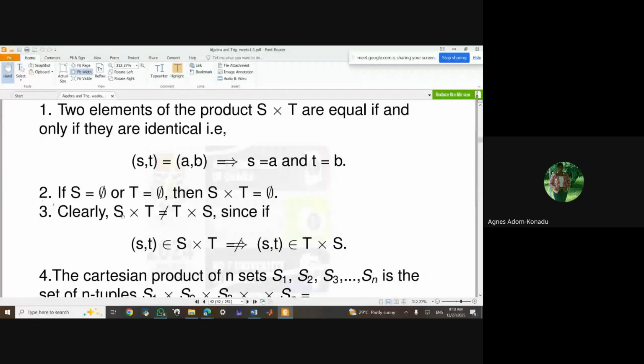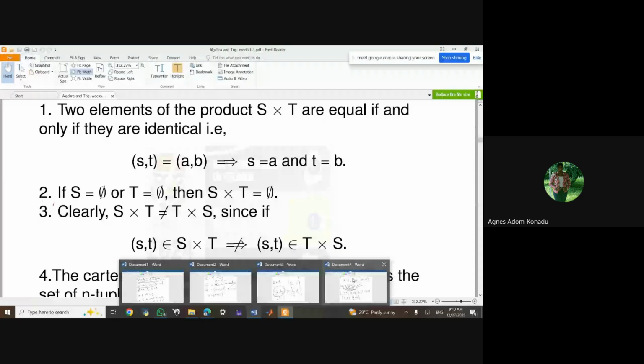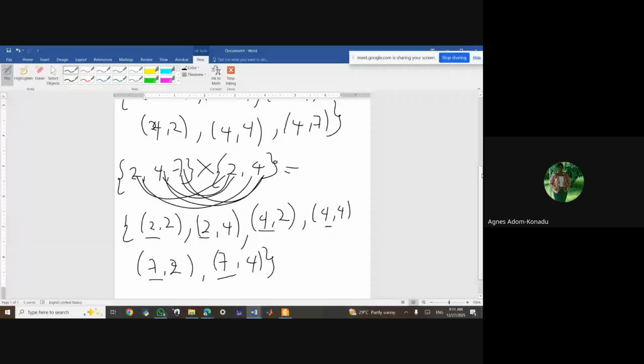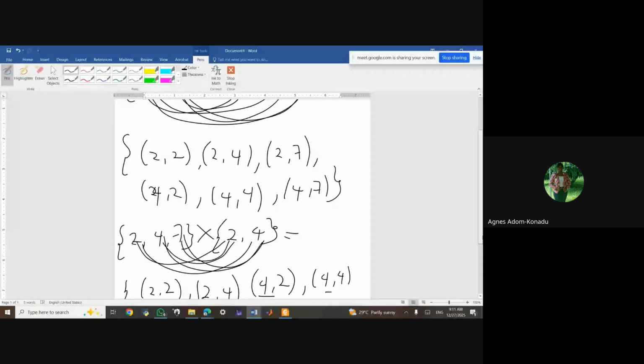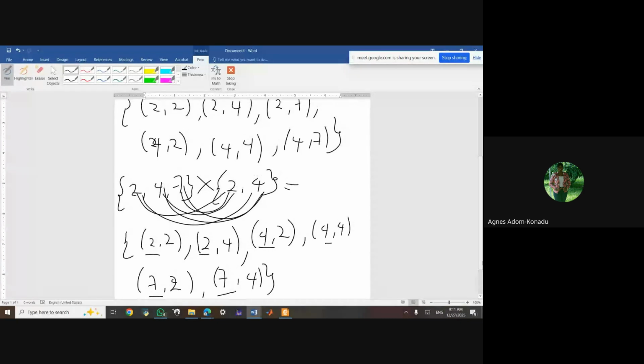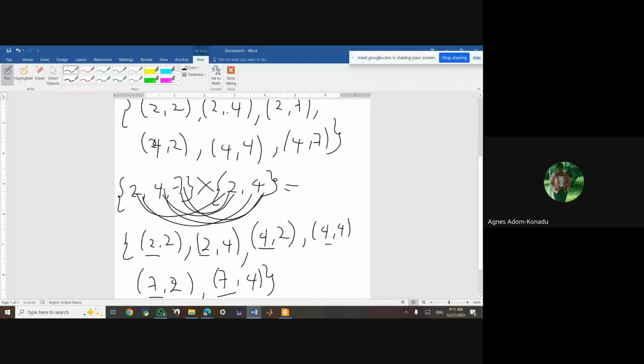And then the third one says that clearly S cross T is not equal to T cross S, and we can even see it here. We had two sets, and when we found the cross product, we had 2, 2, and this. But when we changed the position, we saw that what we are getting is not the same. We have 2, 2 here, 2, 4, we have 2, 4 here. We have 4, 2, we have 4, 2. We have 4, 4, we have 4, 4. We have 2, 7, but there's no 2, 7. We have 4, 7, there's no 4, 7.